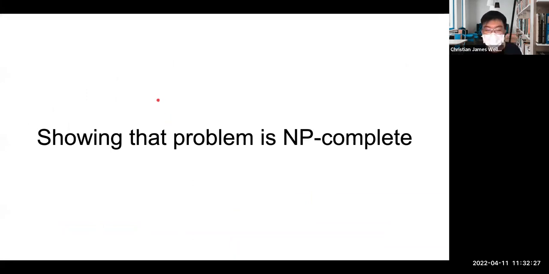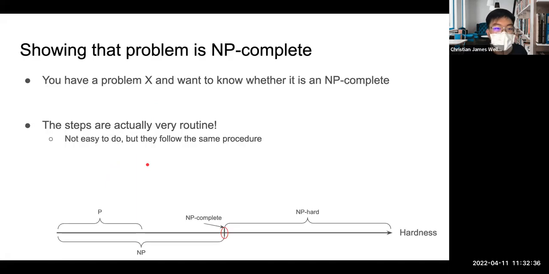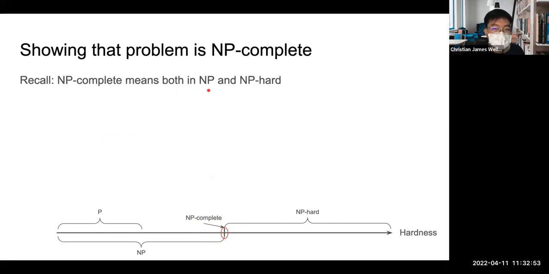But I'll just go on. First of all, before we go to question 3, I want to complete the argument. How do I show that a problem is NP-complete? Recall, NP-complete means it's both in NP and NP-hard. The steps are actually very routine. It's following the same steps every time, but the thing is they are just not easy to do for different questions. So again, it's both in NP and NP-hard. First of all, we want to show that X is in NP.